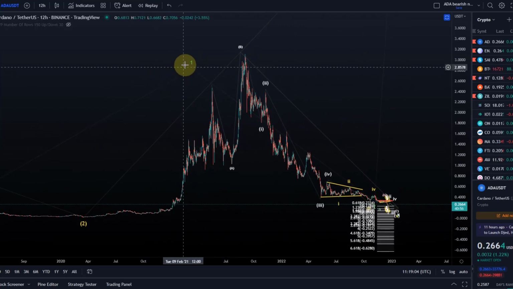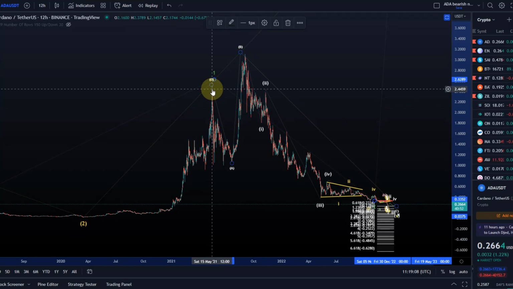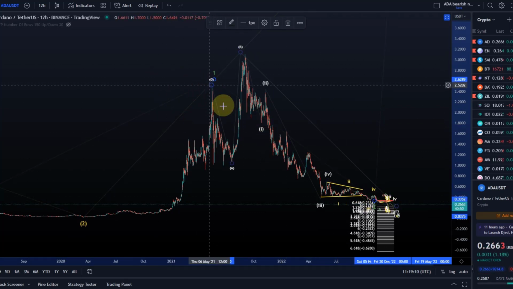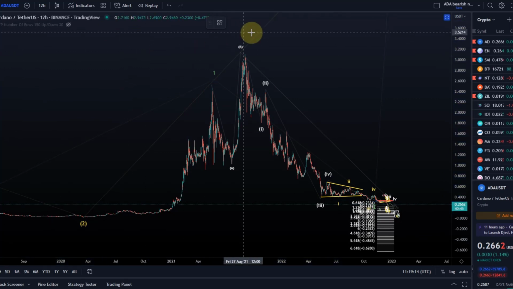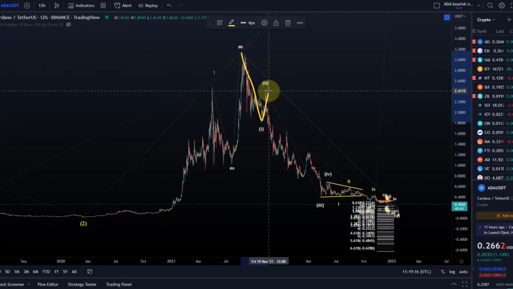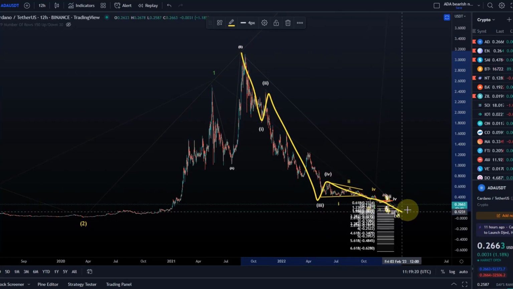Just a reminder where we are on the higher time frame. Wave 1 to the upside, that was back here in May, and we're now coming down in a wave 2 in an ABC pattern. The C wave consists of 5 waves. We've already seen a wave 1, a wave 2, a wave 3, a wave 4, and now we are in a wave 5 diagonal, in my opinion.